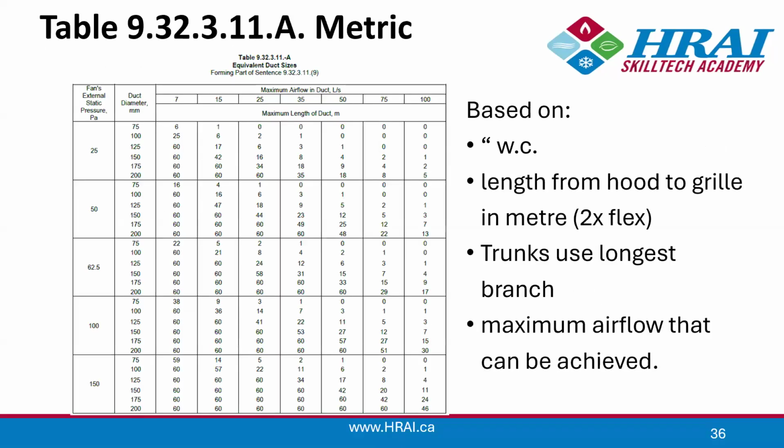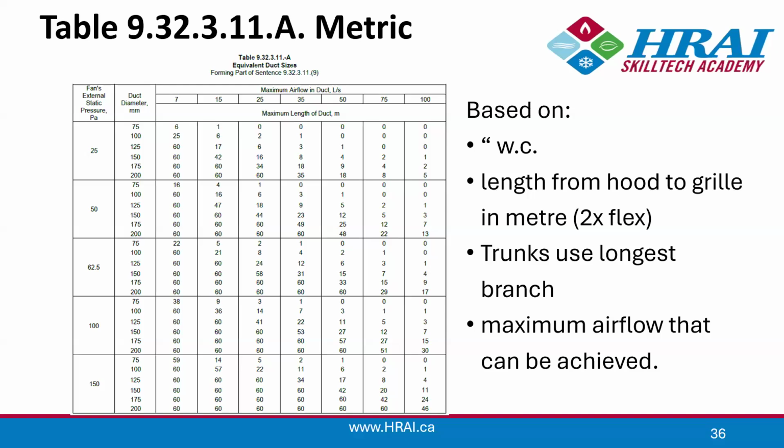Here's our table. So this table is based on the static pressure that you're using. This is for HRV exhaust fans. You could use it for range hoods, but our airflow doesn't go higher than it does. It goes up to 200 CFM. So this one's in metric. And I guess I'm going to take you to the imperial one in just a second. So it's based on static pressure in inches of water column.